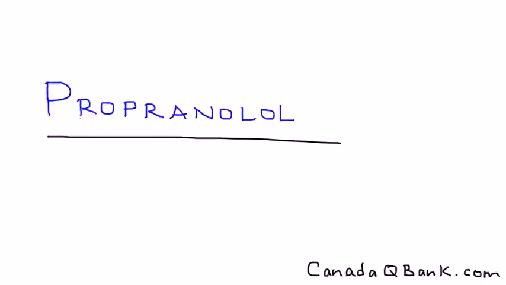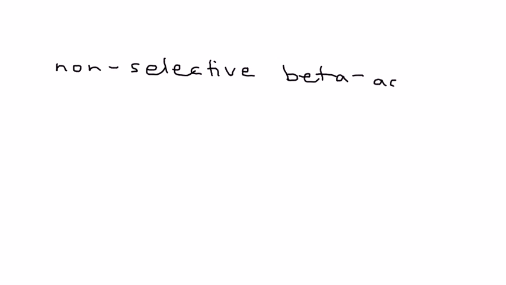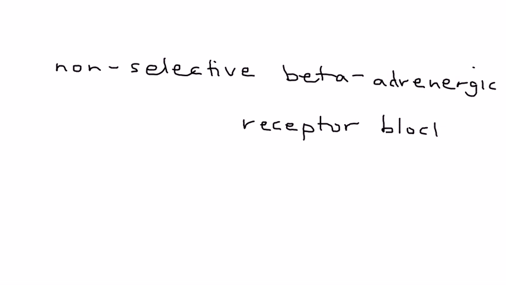Propranolol is what I will discuss in this video. Propranolol is a medication, and it's a non-selective beta adrenergic receptor blocker. So what does all this mean? Well, the non-selective part means that it blocks both beta-1 receptors and beta-2 receptors.